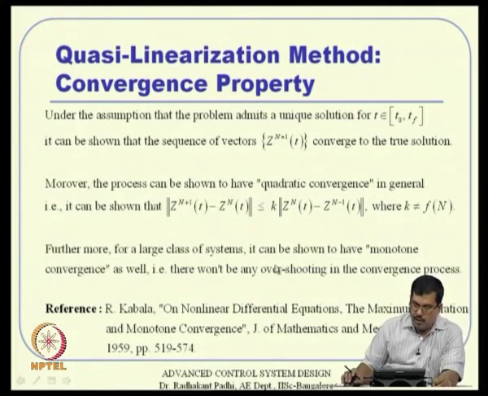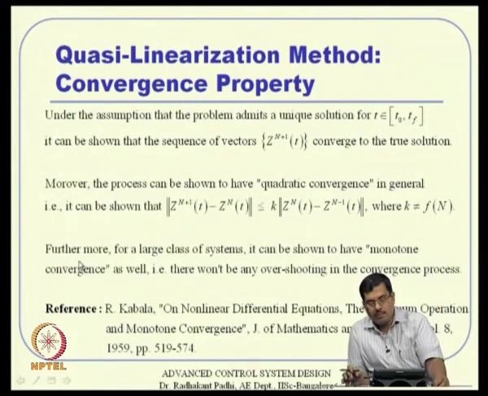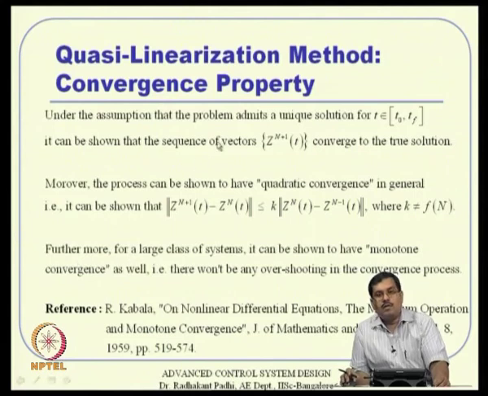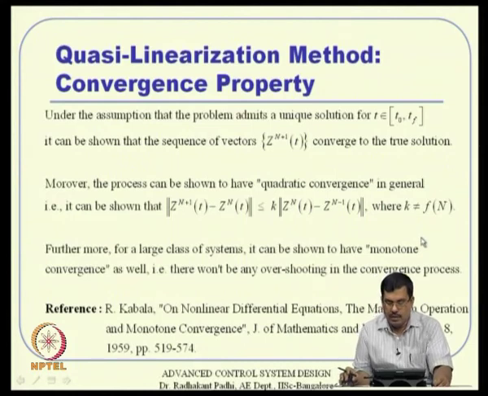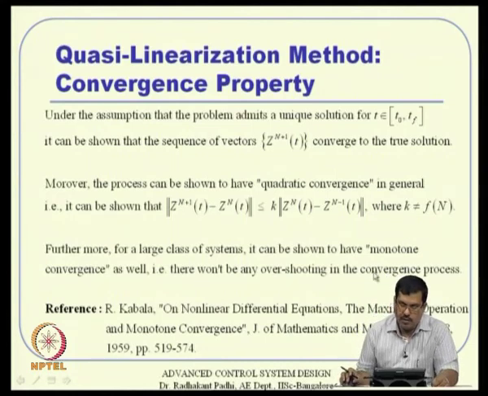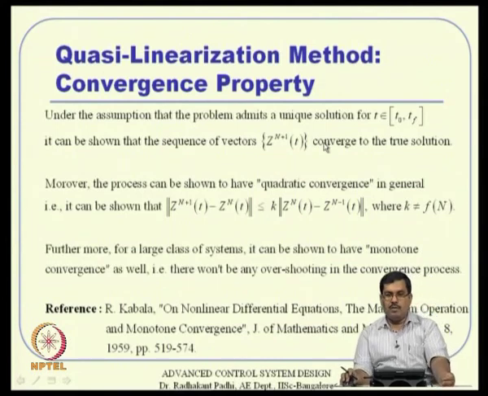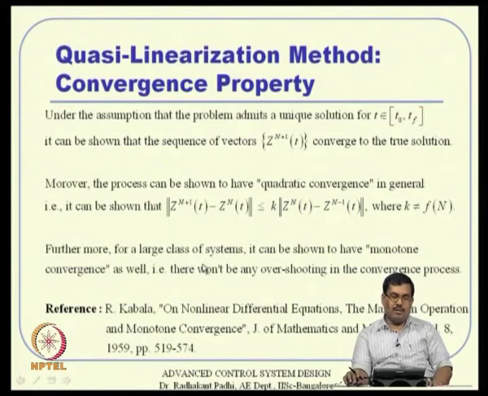Furthermore, for a large class of systems it can also be shown to have monotone convergence as well, which is extremely good in addition to quadratic convergence. Monotonic convergence means it will converge from one side only. If you start with a positive number, it will decrease and go to 0. It will never overshoot and then oscillate around 0 and then converge. That is monotonic convergence. So, you can see that there are multiple levels of guarantee here. One is it will converge to the true solution, not only that, it will converge at a quadratic rate, and it will also converge in a monotonic sense. It is an extremely powerful method in my view.